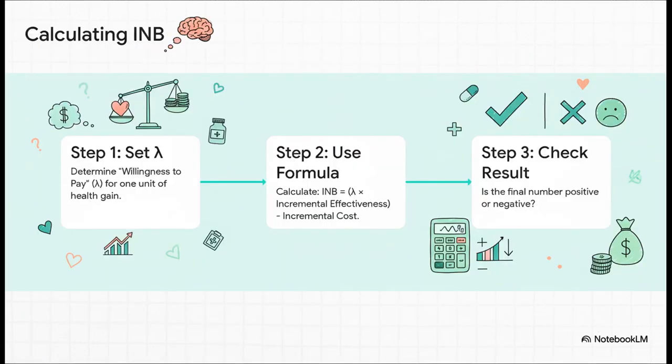Here's the gist of how it works. First, you set a willingness to pay threshold. That's what that Greek letter lambda stands for. Then you just plug it into a simple formula. You multiply that lambda value by the extra health benefit you get, and then you subtract the extra cost. That final number tells you everything you need to know.